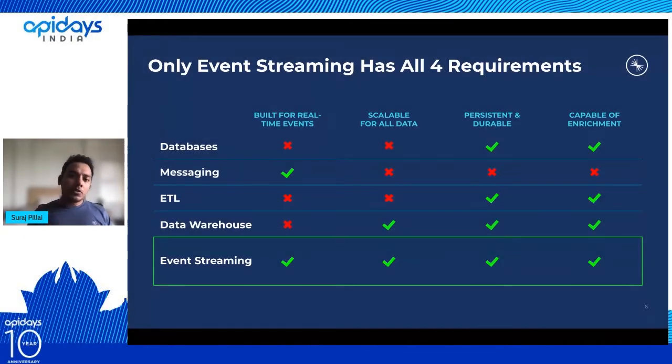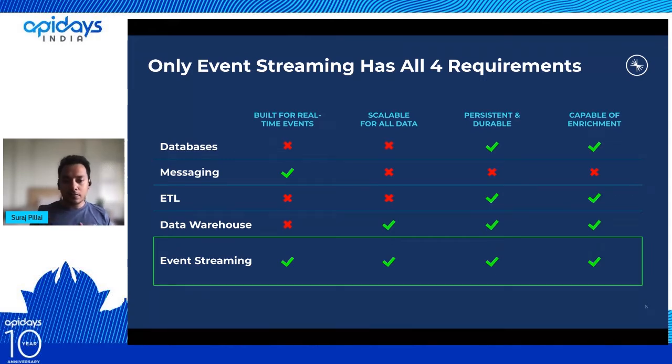If I were to talk about an event streaming platform, there are four properties it should satisfy. The first one is that it should be real time. The second is that it should be scalable. The third is that it should be persistent and durable, so that messages, once consumed, do not just disappear. They should still be there so that some other application can come in and consume that message again at some other point in time. And the platform should be capable of enriching those messages.